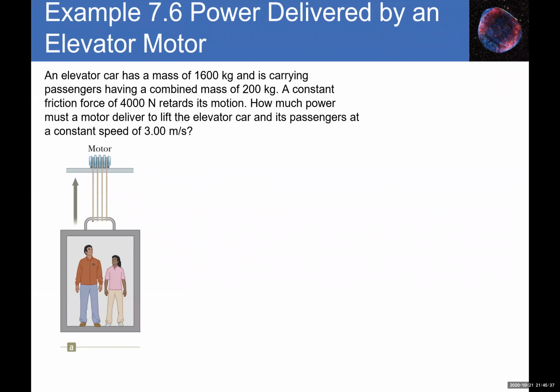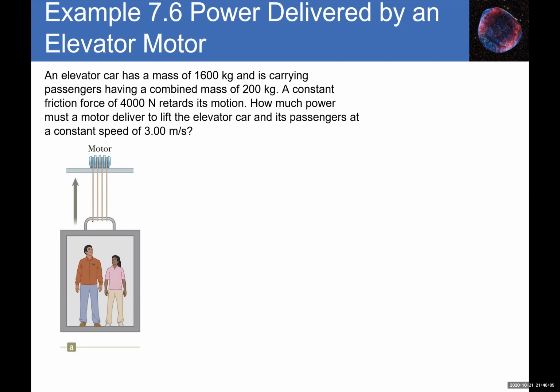All right, so here's one last example. An elevator car has a mass of 1600 kilograms and is carrying passengers having a combined mass of 200 kilograms. A constant friction force of 4,000 newtons retards its motion. How much power must the motor deliver to lift the elevator car and its passengers at a constant speed of 3 meters per second?